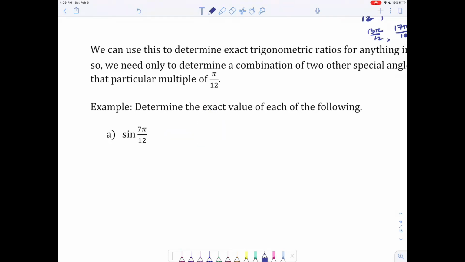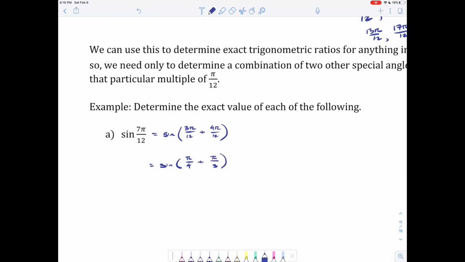If I go through options, for me personally, the first one I see as useful for this is to express sine of 7 pi over 12 as the sine of 3 pi over 12 plus 4 pi over 12. And this is handy because 3 pi over 12 reduces and 4 pi over 12 reduces. They both reduce, so this is useful. You don't actually have to write it out as 3 pi over 12 and 4 pi over 12, but you will have to write it out as pi over 4 and pi over 3.